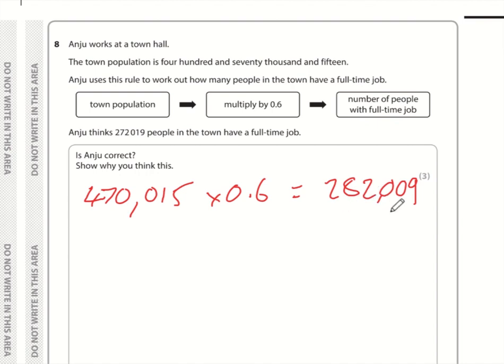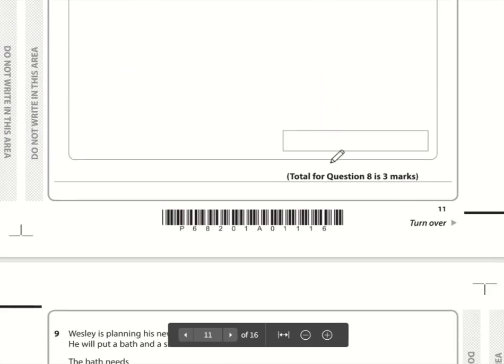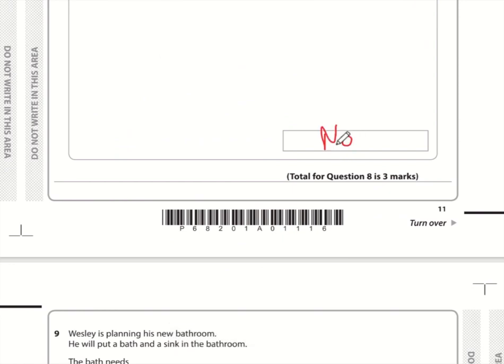282,009. And it does make sense, even though we're multiplying, it does make sense that we should get a smaller number, because the number of people with a full-time job can't be more than the number of people living in the town. When we multiply by a number that is less than 1, we end up with a lower number. So Andrew thinks this is the number of people in the town that have a full-time job. Well, this is the actual number using the formula. So Andrew, is she correct? The answer is no.